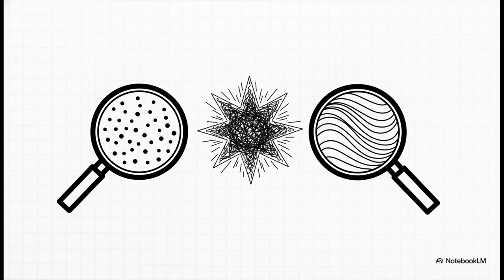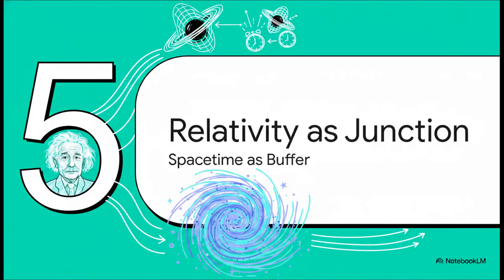Reality isn't split into real versus unreal. The contradiction entirely vanishes because there's only one source. It's just being recorded by two completely different fields of registration. Boom. Part 5. Relativity as a junction.